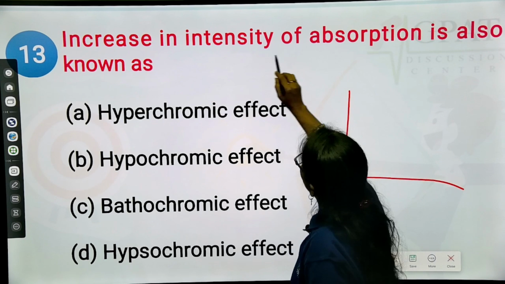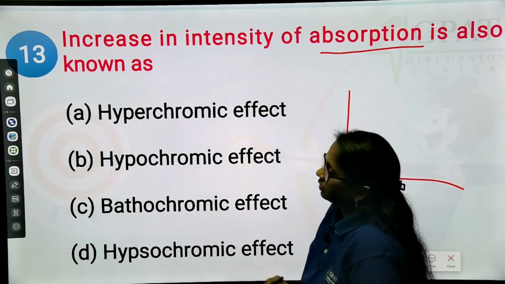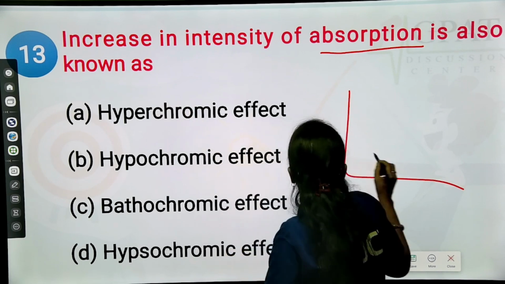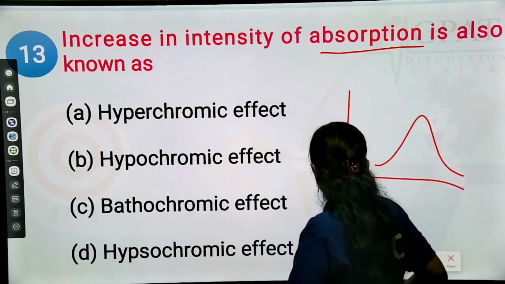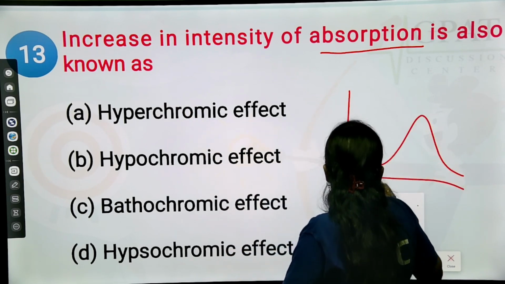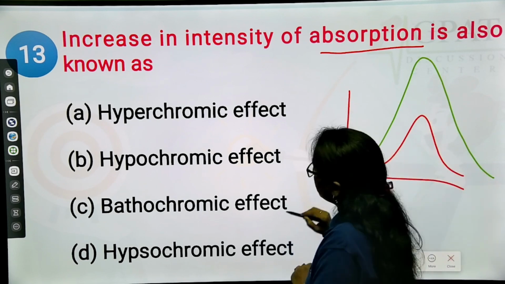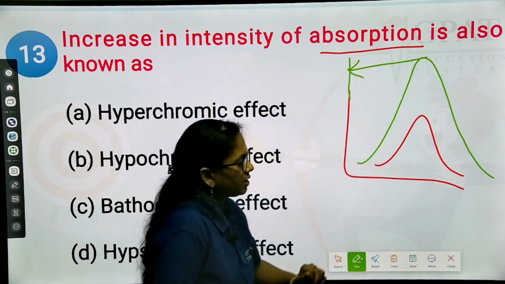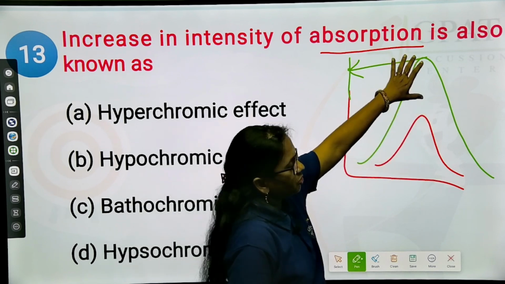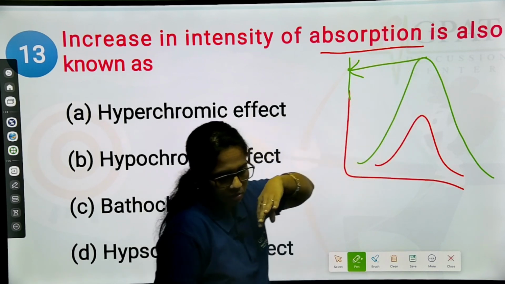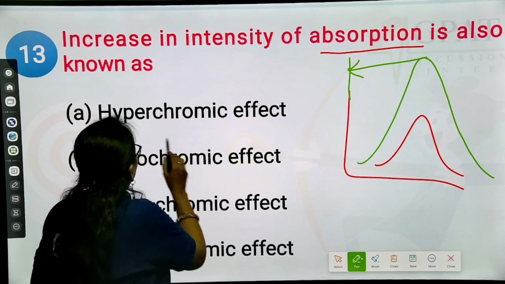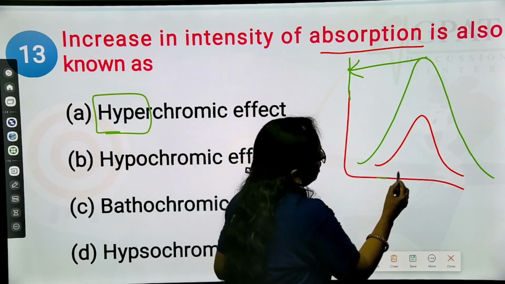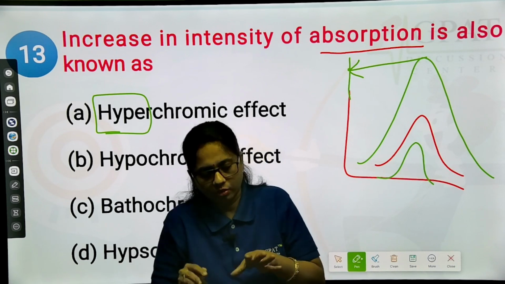So, here they are asking about the absorption intensity being increased. That means if you are expecting a graph like this and you see the graph increasing, it means the intensity of the absorption has been increased. So, always the absorbance which is higher than required is hyper, so hyperchromic effect, in this way you can remember that. If it is lesser than required, it is hypo, less.